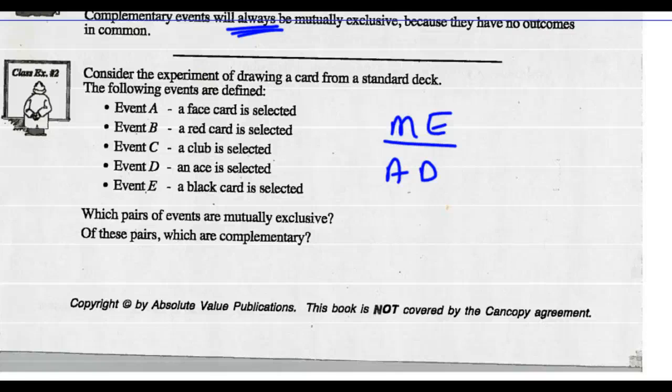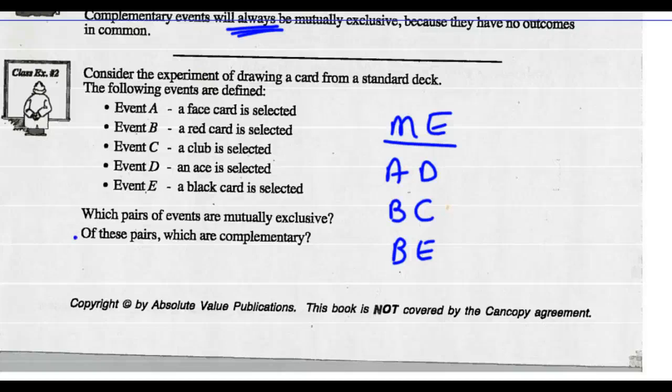If you go to B, a red card, and C, a club. Well, you can't have a red card and a club, so B and C are mutually exclusive. A red card and ace, B and D. Yes, you can have a red ace. And what about B and E, a red card and a black card? No, you can't have both those. You can't have a red card and a black card at the same time. C, a club. You have an ace of clubs and the club is black, so C isn't mutually exclusive with D or E, and D and E, you can have an ace that's a black card. So those are the only three mutually exclusive pairs.